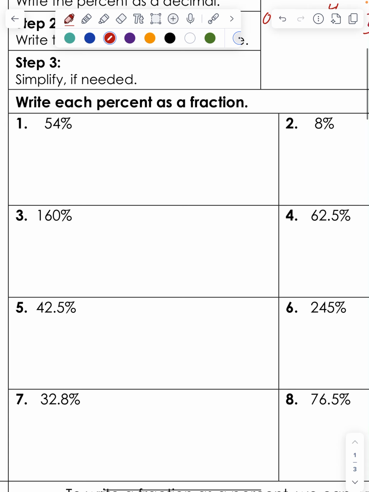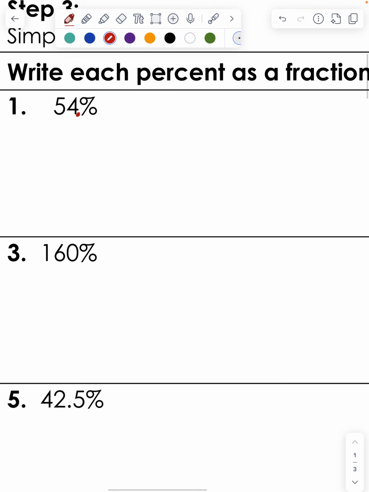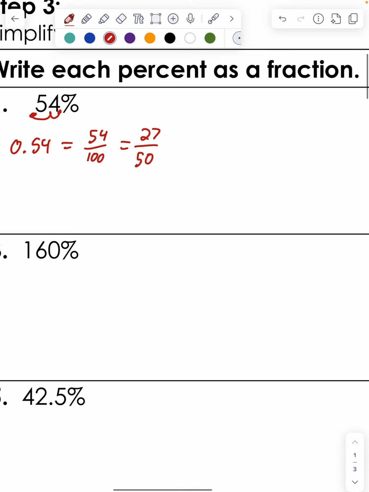From there, we have 54%. Again, let's make our decimal place so that way we can move it. We end up with 54, we call that hundreds. So we just write that as a fraction, 54 hundredths. That's going to equal 27/50 because we can reduce by 2.